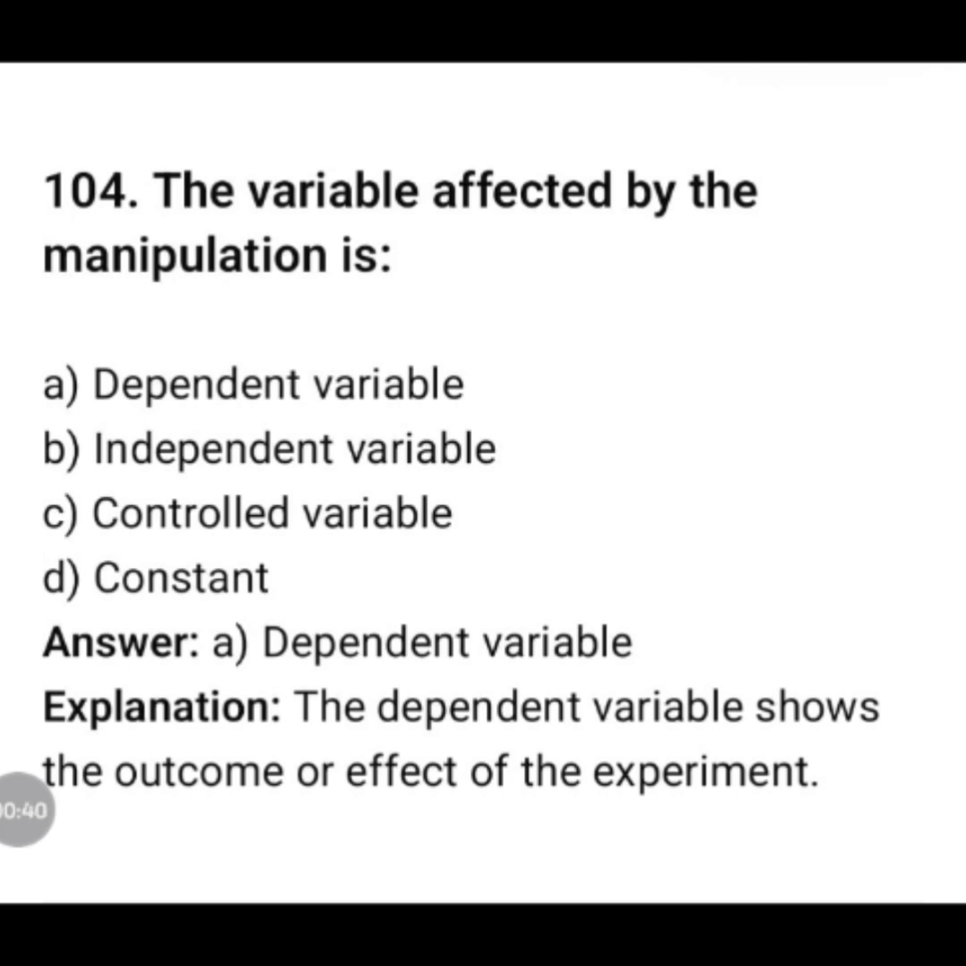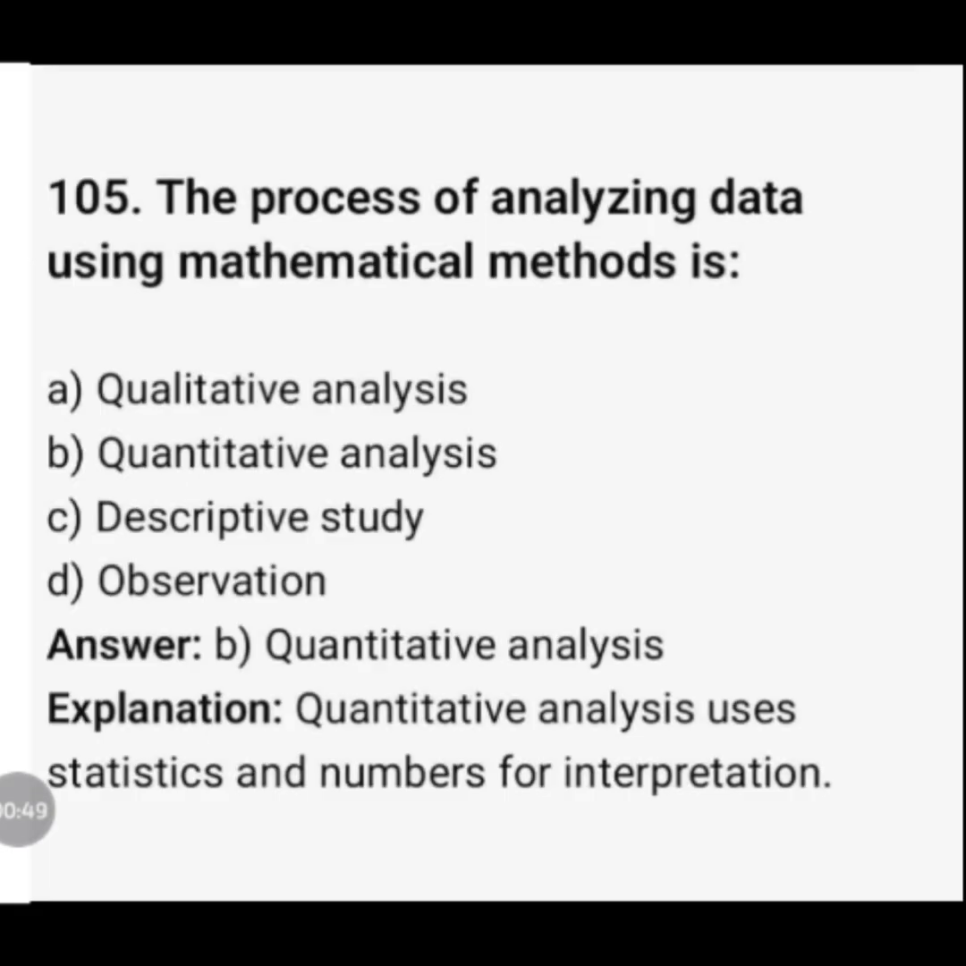The variable affected by the manipulation is dependent variable, independent variable, controlled variable, constant variable. The correct answer is option A, dependent variable. The dependent variable shows the outcome or effect of the experiment.